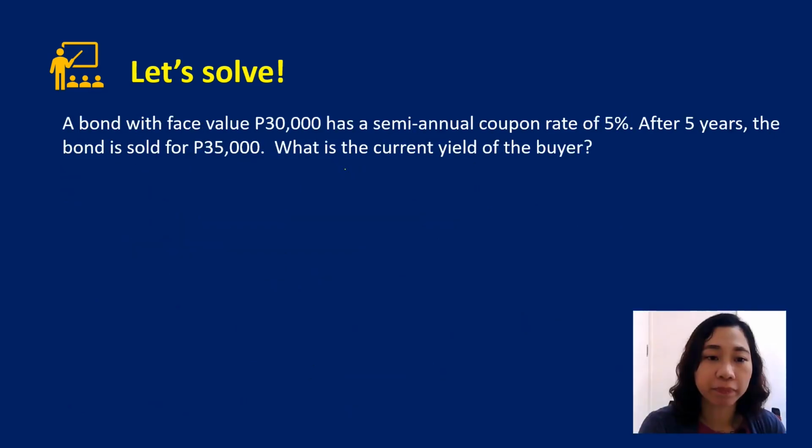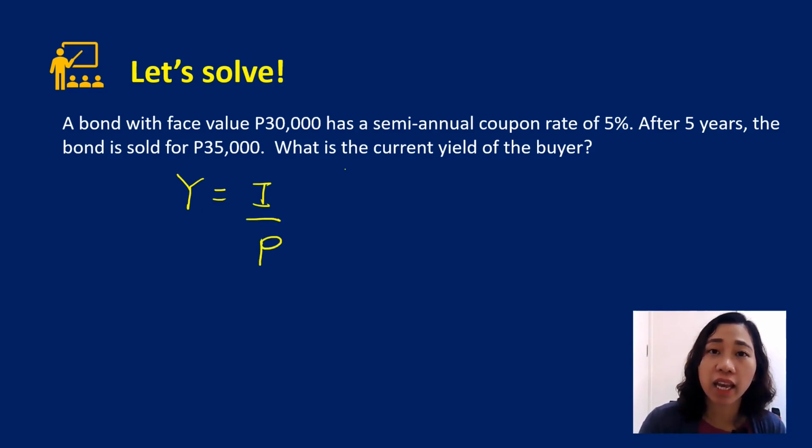All right. Next, a bond with face value 30,000 has a semi-annual coupon rate of 5%. After 5 years, the bond is sold for 35,000. What is the current yield of the buyer? Okay, let us recall, how do you get the yield or current yield of the buyer? That's I over P, correct? And what is I? What is your I there? Your annual interest.